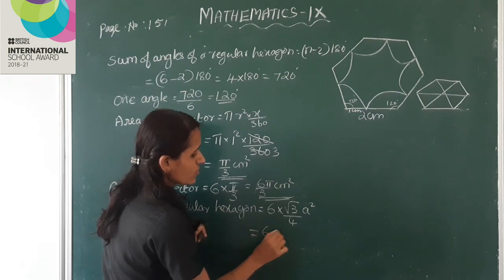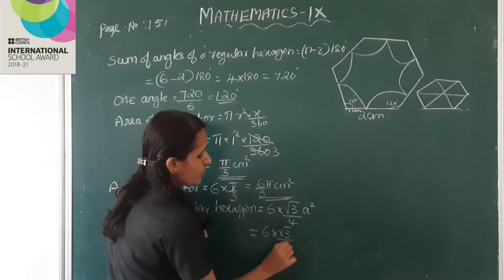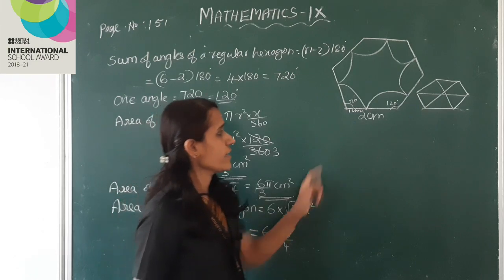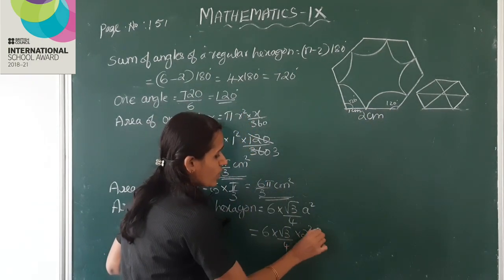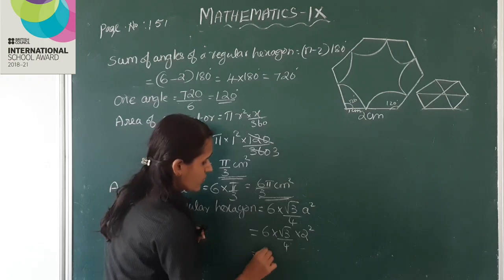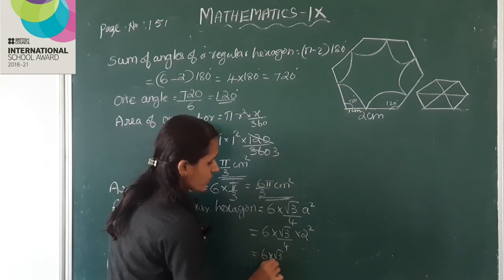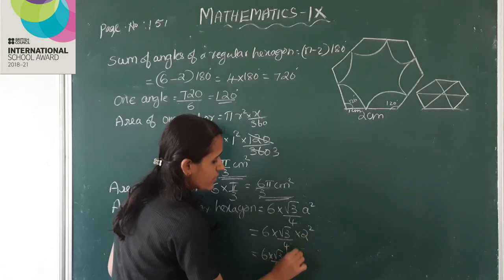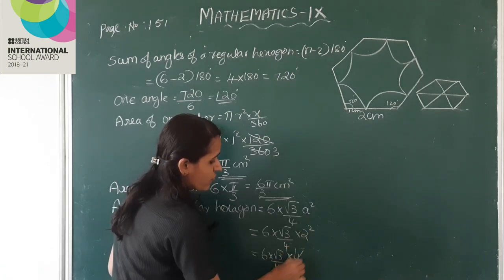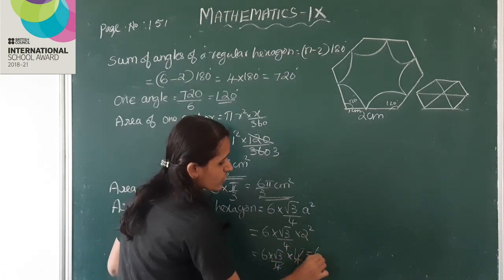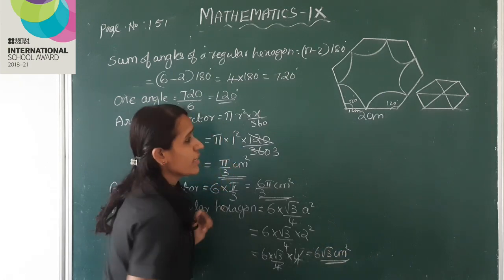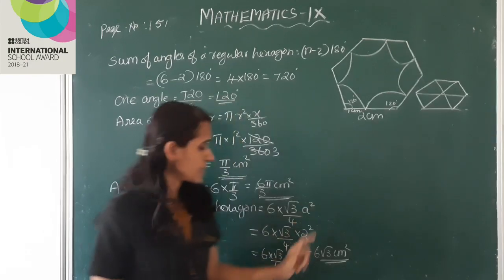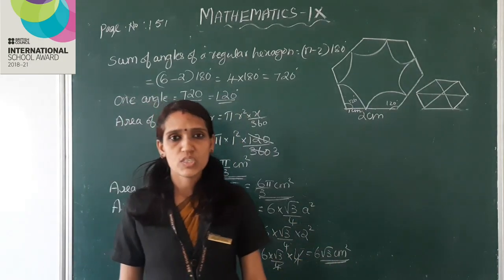This is equal to 6 into root 3 by 4 into a square. Here a is 2 centimeter, so 2 square. This is equal to 6 into root 3 by 4 into 4, and 4 divided by 4 is 1. This is equal to 6 root 3 centimeter square. Area of regular hexagon is 6 root 3 centimeter square.